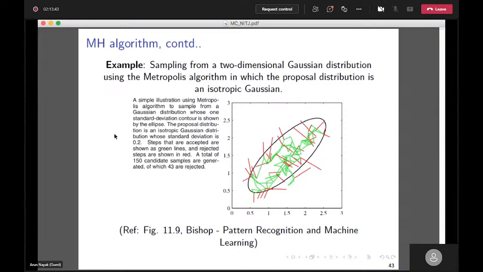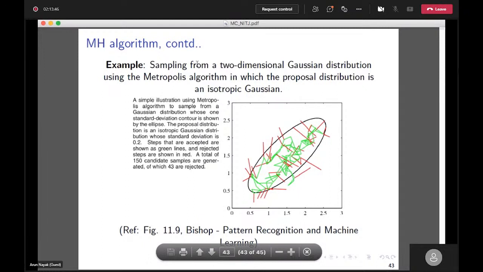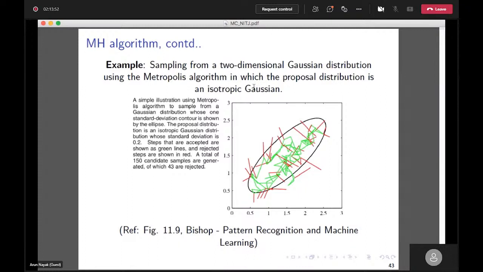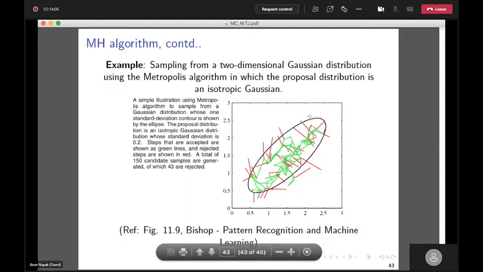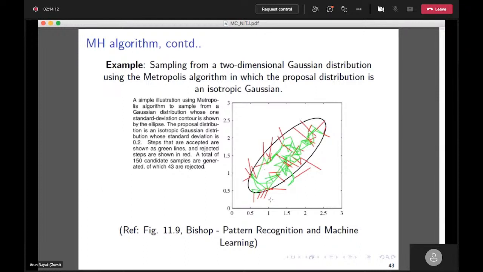And so here you can see an example taken from this book, a sampling from a two-dimensional Gaussian distribution using this Metropolis algorithm, in which case the proposal distribution is an isotropic Gaussian. So here you want to generate a two-dimensional Gaussian, whose one sigma contour is given by this black line. You want to populate this distribution, and you start with some arbitrary point. Use a proposal distribution which is an isotropic Gaussian with a standard deviation 0.2, and then you move.